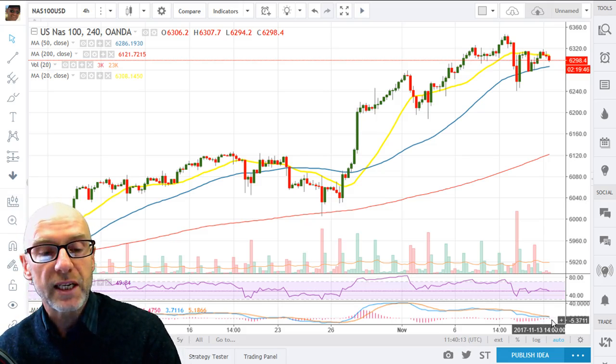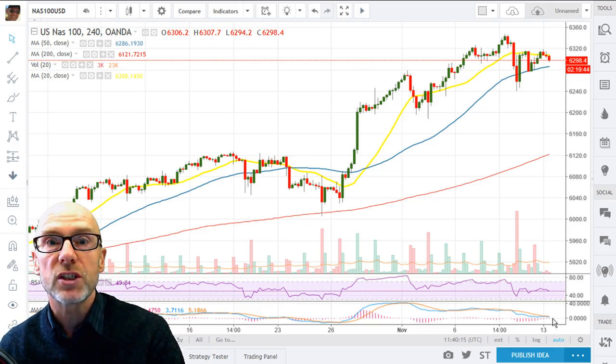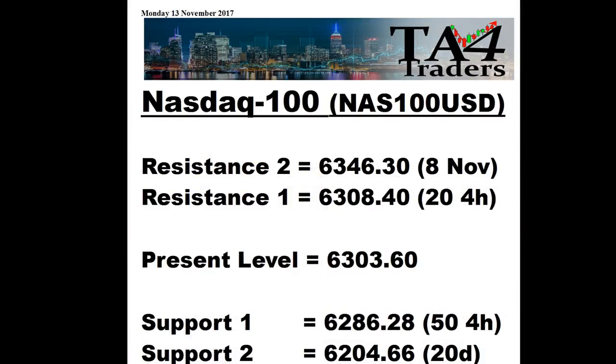Looking at the key support and resistance levels, we've got resistance at the 20 of the 4-hour, 16,308.4. Then the high of the 8th of November, 16,346.3. With support coming in at the 50 of the 4-hour, 16,286.28. Then the 20-day at 16,204.66. So that's been TA for Traders looking at the Nasdaq.